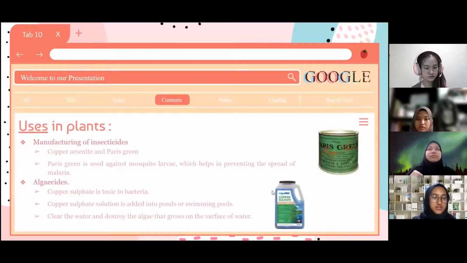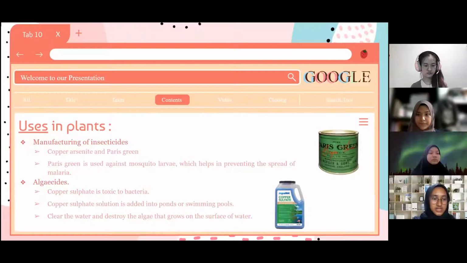So the second use of copper sulfate is to manufacture insecticides, for example, copper arsenite and Paris green. Paris green is used against mosquito larvae, which can help in preventing the spread of malaria. Lastly, copper sulfate is used as an algicide.